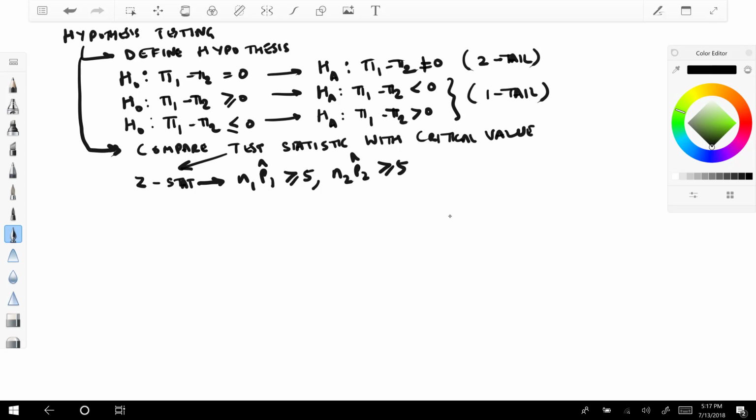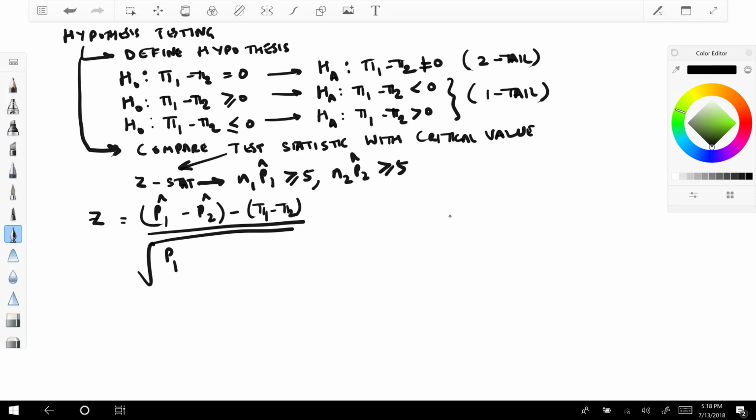So the formula for z stat would be p1 hat minus p2 hat, minus pi 1 minus pi 2, divided by square root of p1 hat times 1 minus p1 hat divided by n1, plus p2 hat times 1 minus p2 hat divided by n2. So this is p2 hat.